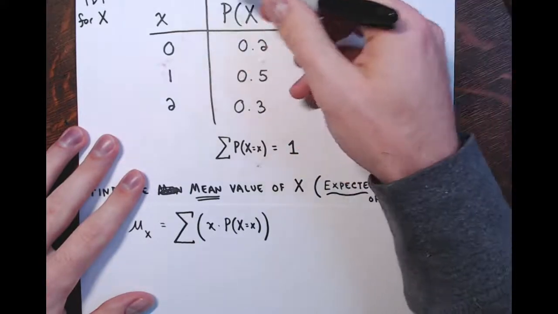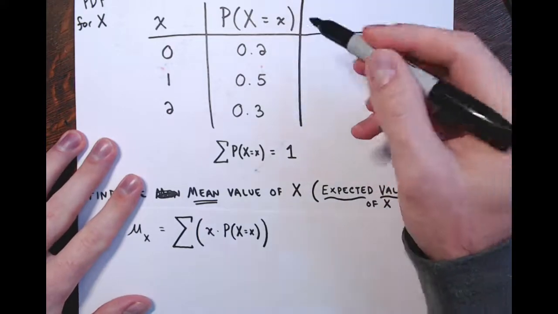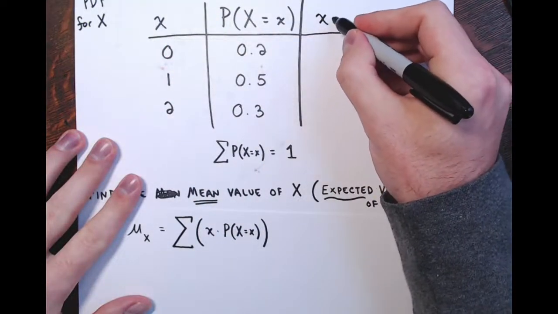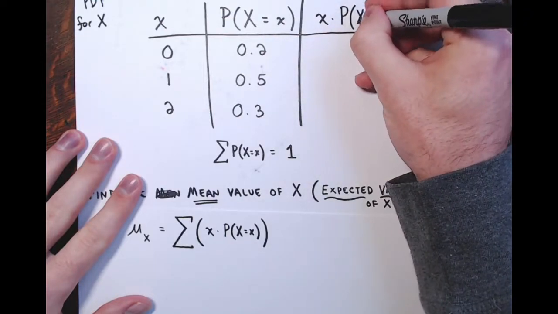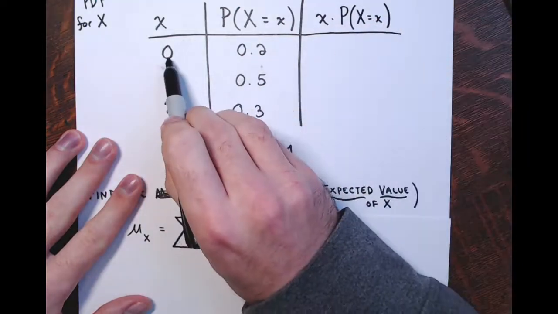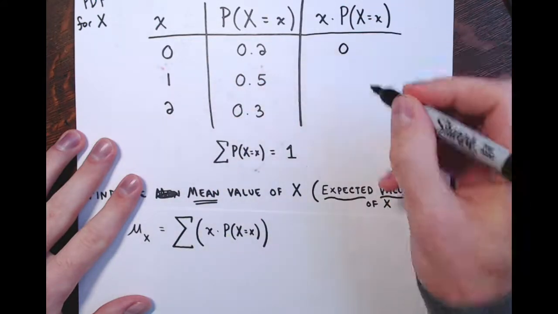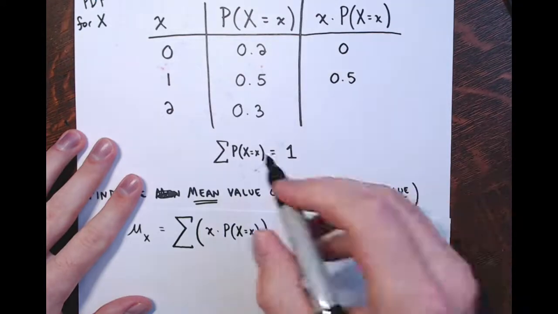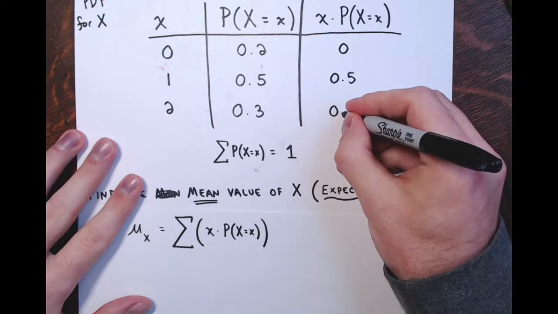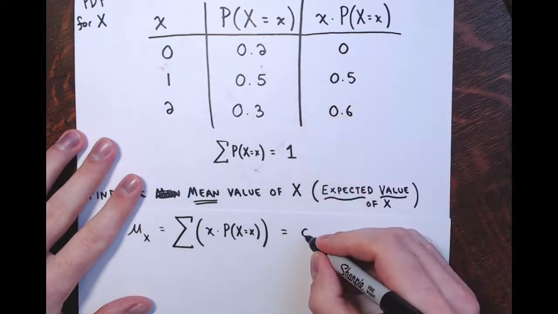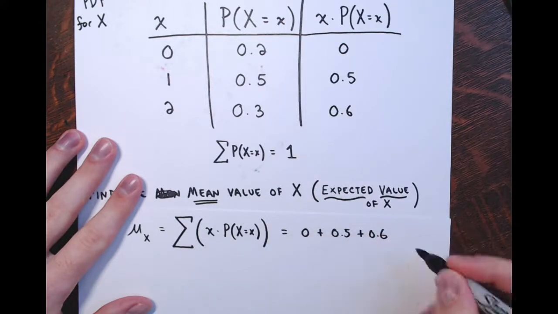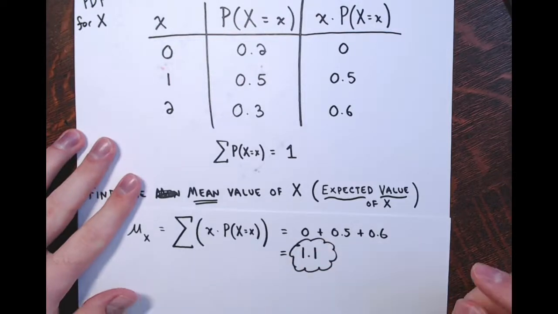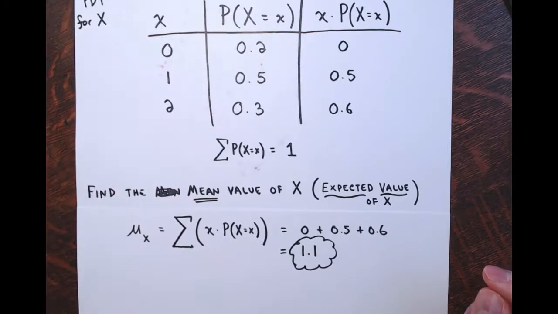So in this example up here, this probability distribution function I have up here, here are the values, here are their corresponding probabilities. I'm going to make another column where I take every value of the random variable x and multiply it by its corresponding probability. So this first one is just 0 times 0.2, so that's just 0. The next one, 1 times 0.5, is just 0.5. And then the next one, 2 times 0.3, would be 0.6. So for this particular example, adding these up, it's 0 plus 0.5 plus 0.6, so I'm getting a total here of 1.1. This is the expected value of x, or the mean value of x, a measure of center.